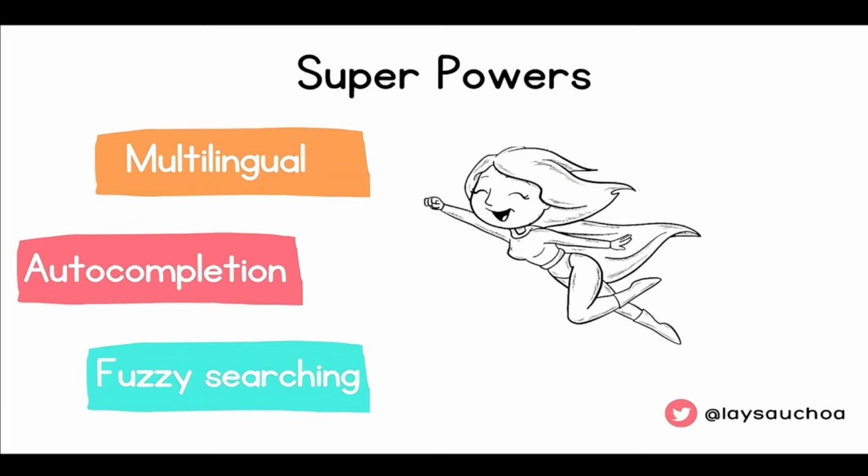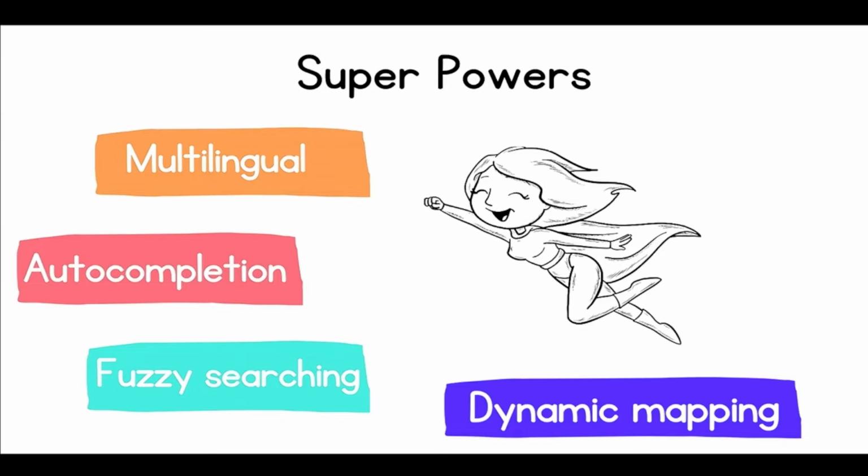Another thing that I would like to highlight is that OpenSearch has dynamic mapping, which means that you send your data to OpenSearch and it figures out the mapping, like which types are there. And if you want to predetermine that, it is also possible. But this flexibility is quite cool. So these are some of the OpenSearch superpowers that I have in mind.